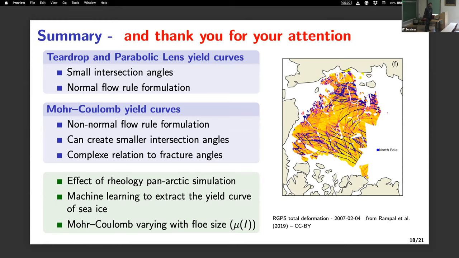Hey, thanks for this beautiful talk. Why would it work to have this average between the Roscoe angle and the Coulomb angle? Do you have any idea why?